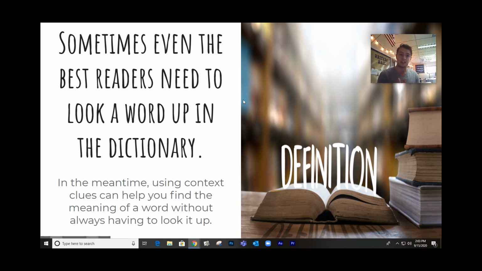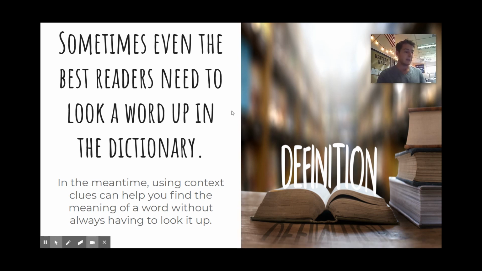But I gave you 3 strategies right there: look for synonyms, look for antonyms, and then look to see if the sentence after explains what the word means. So synonyms, antonyms, and explanations. Those are our 3 strategies I wanted to show you today for finding context clues. So when you come across a word in a book next time, see if you can use context clues to figure out what it means.